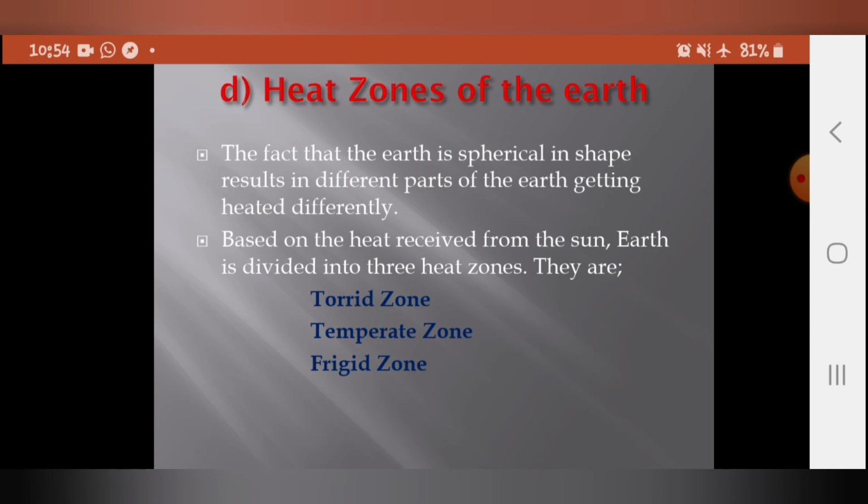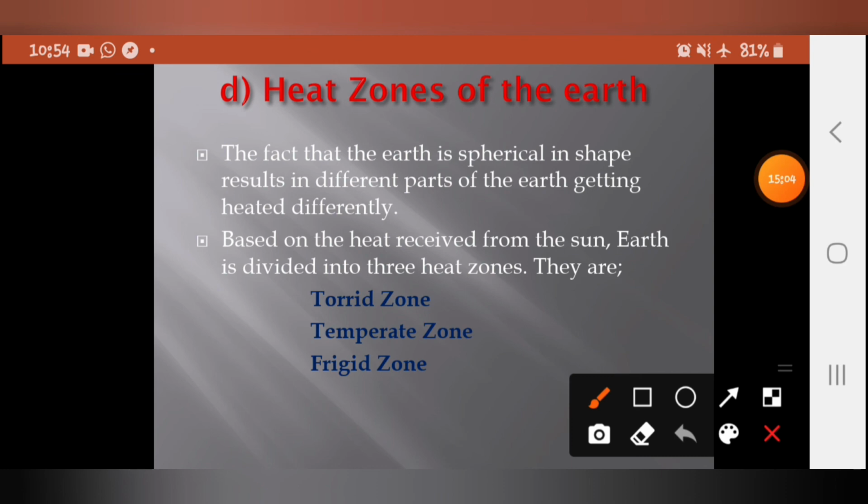Based on the heat received from the sun, the earth is divided into 3 zones. We will see what those 3 zones are. They are the torrid zone, temperate zone and frigid zone.